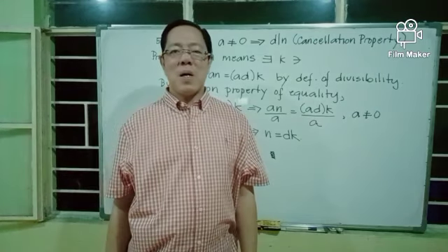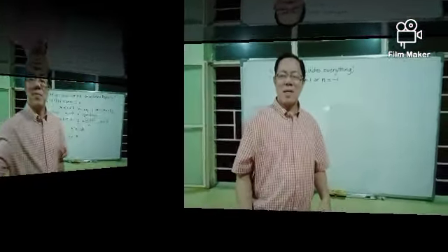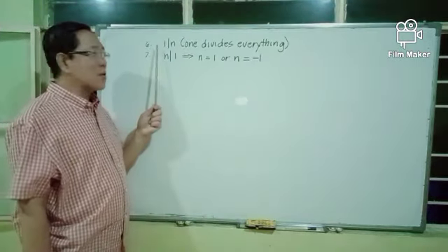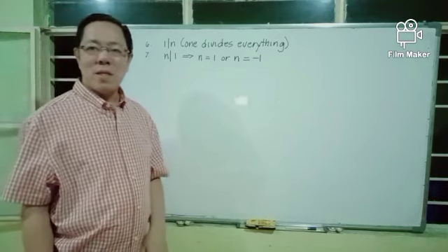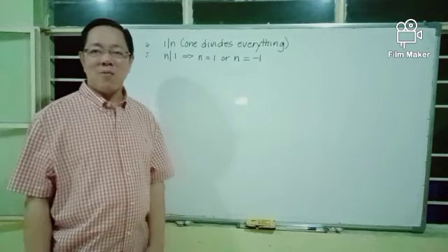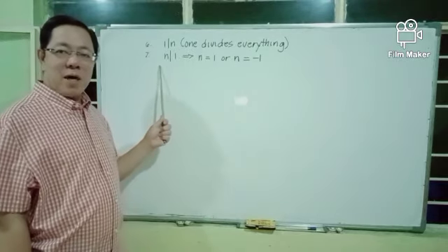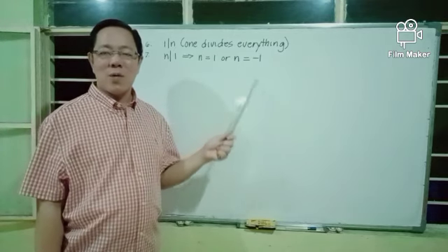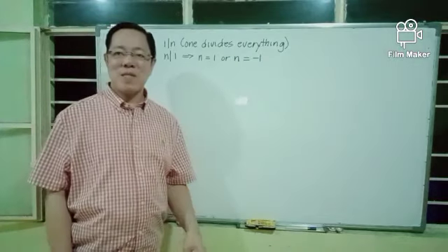We now state the next two properties of divisibility. The sixth property says that the integer 1 divides n. That means 1 is a divisor of every integer, or that is, 1 is a factor of every integer. The seventh property says that if n divides 1, this implies that n is either equal to 1 or n is equal to negative 1. And we now prove the sixth divisibility property.